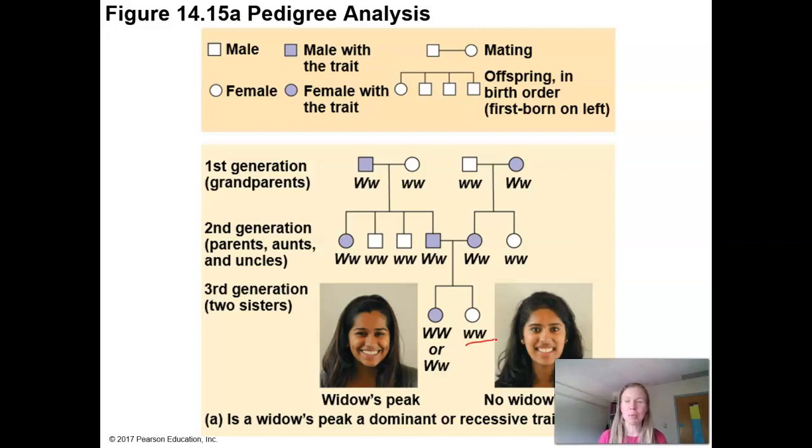And so this maybe is a good time to point out a dominant trait does not necessarily mean that it's more prevalent in a population. Right? It just means that if you have 1 copy of it, it's going to show up in your phenotype. So in this case, I think actually this no widow's peak is much more common, but it is in fact the recessive trait.